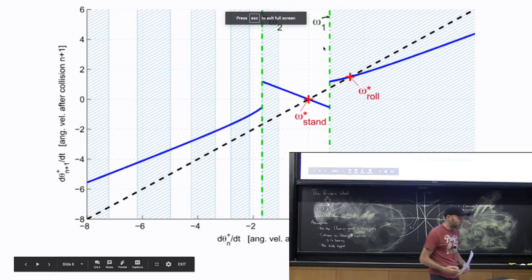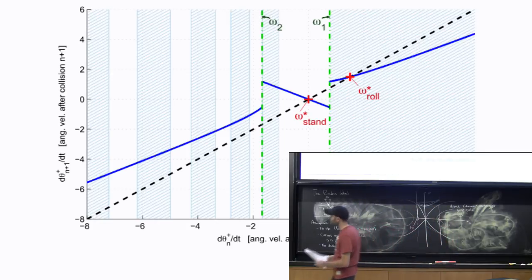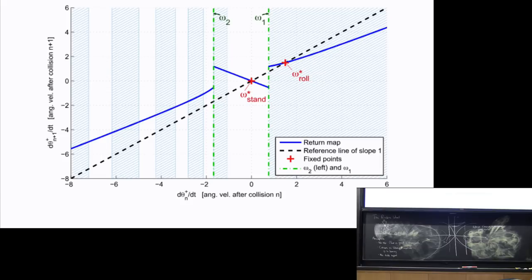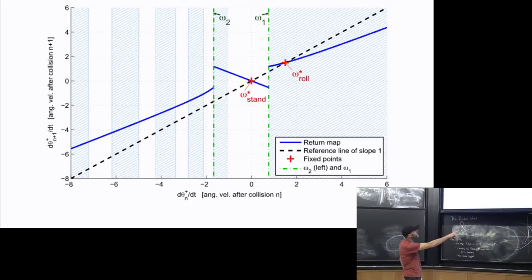This is the discrete, the iterated, Poincaré map of the rimless wheel. The angle of the original velocity after collision n and the velocity after collision n plus 1. Okay. There are two fixed points, the two places it crosses the line of slope 1. One of them is a rolling fixed point. The other one is the standing fixed point.